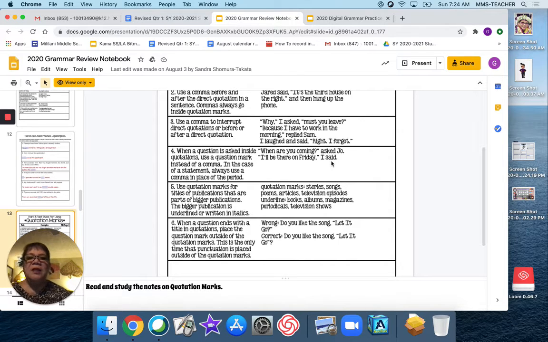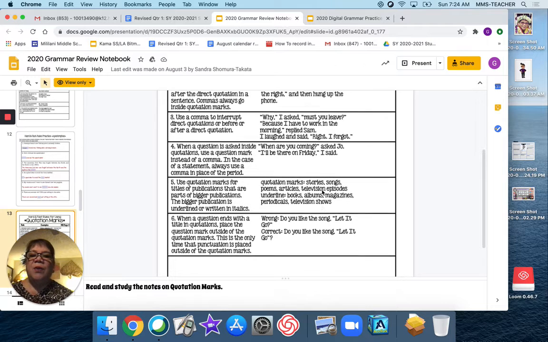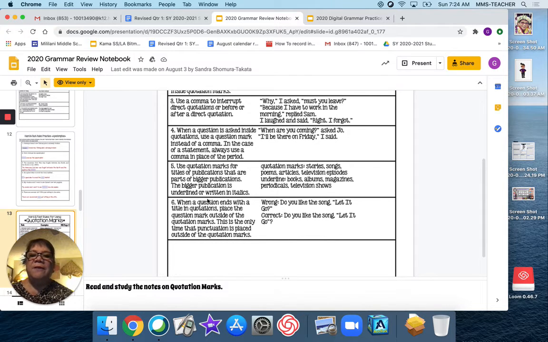Okay, so again, you can use a question mark inside the quotation marks instead of a comma. But in the case of a statement, where they're just saying a statement, always use a comma in place of a period here.